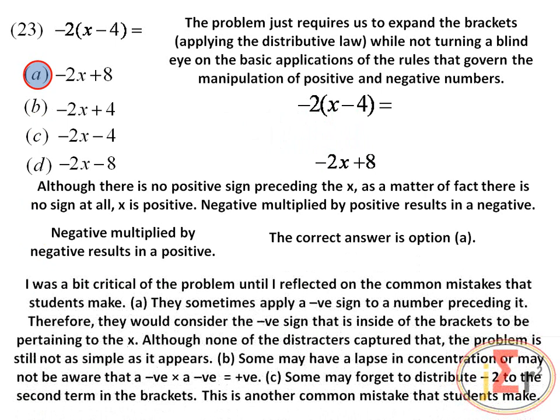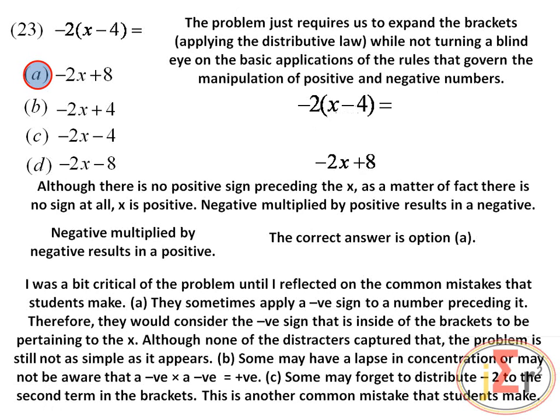I was a bit critical of the problem until I reflected on the common mistakes that students make. A. They sometimes apply a negative sign to a number preceding it. Therefore, they would consider the negative sign that is inside of the brackets to be pertaining to the x. So they say that x is negative because we have this sign here. As a matter of fact, even this week, some students made that same mistake. But it is not pertaining to the x.